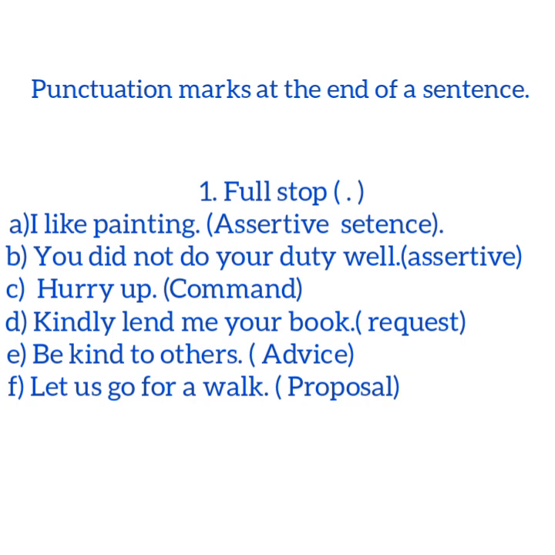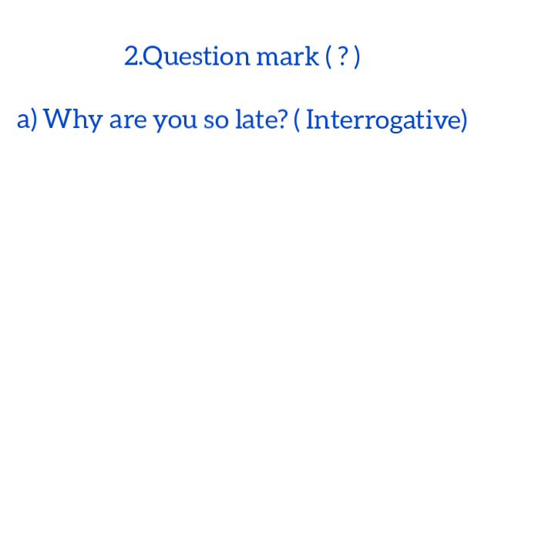Example F, let us go for a walk. This is another imperative sentence which refers to proposal. Since it is an imperative sentence, we use full stop again at the end of the sentence. Secondly, let us learn the use of question mark. When can we use a question mark? We can use it when we ask question. Example, why are you so late? This is an interrogative sentence, so we have to use question mark at the end of the sentence.